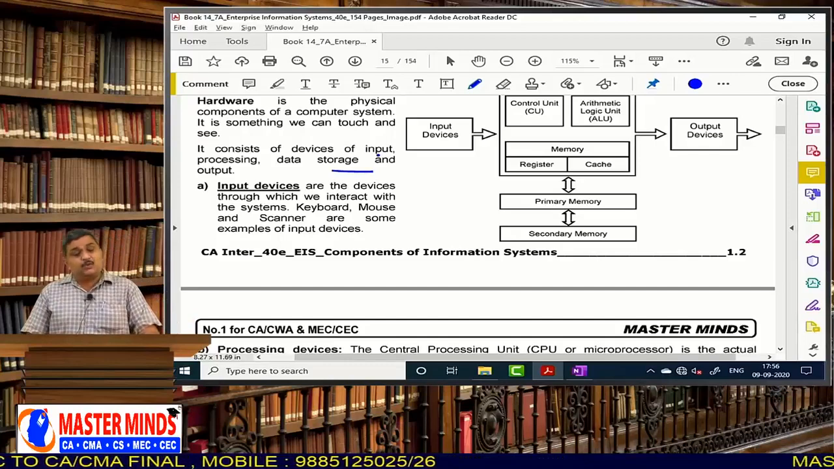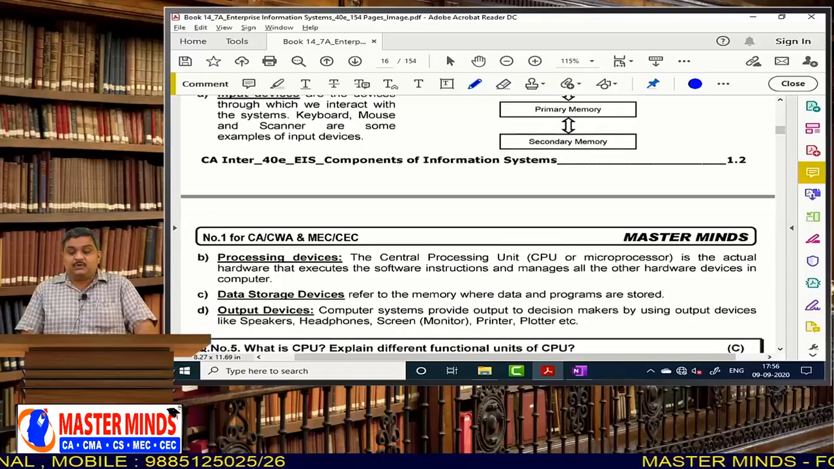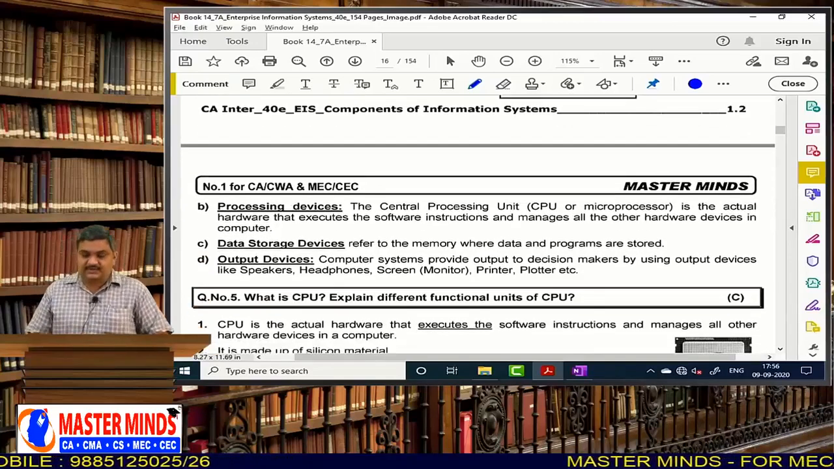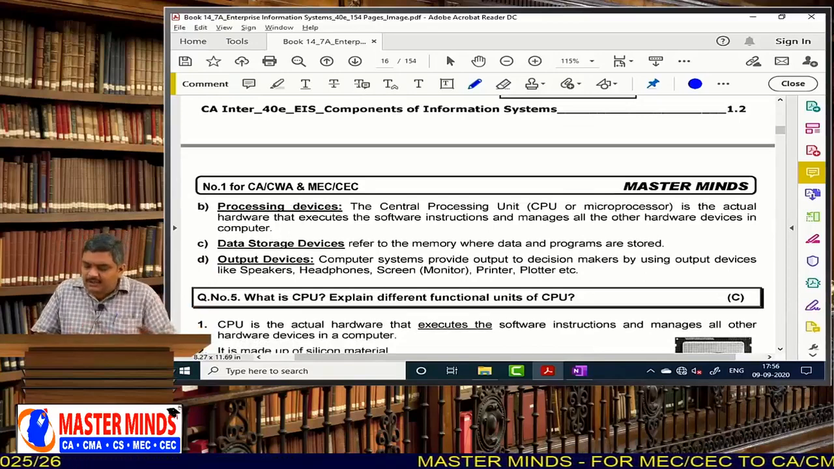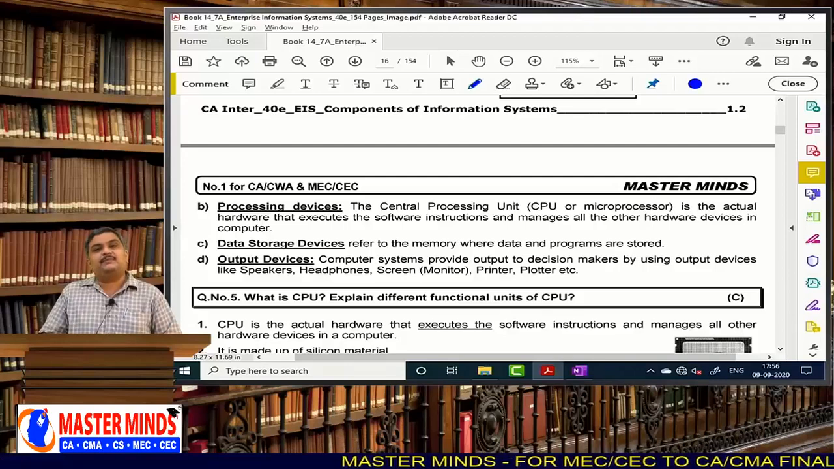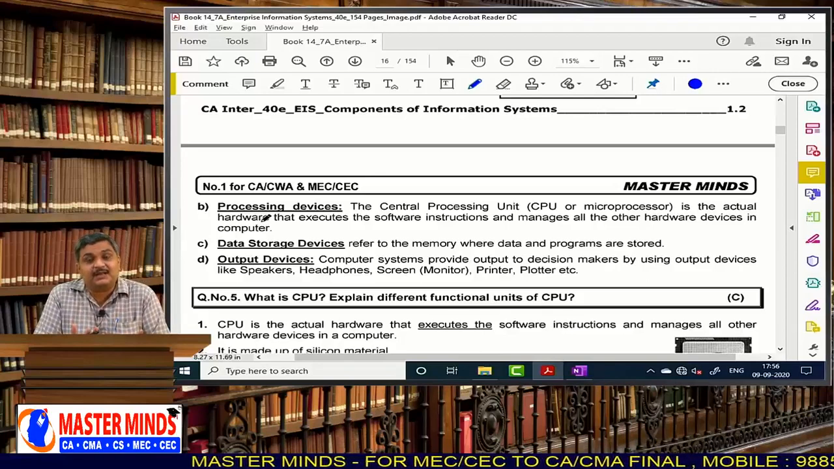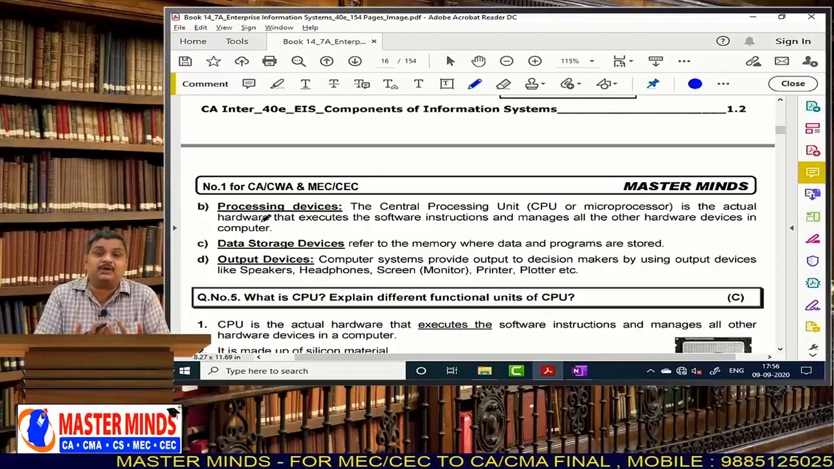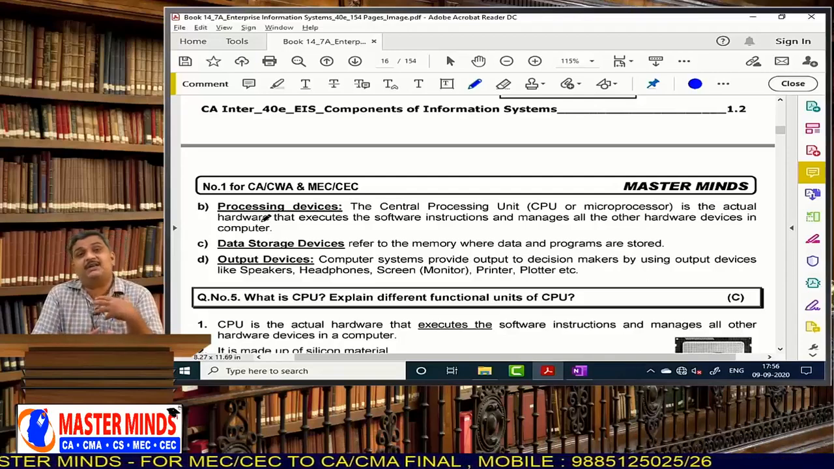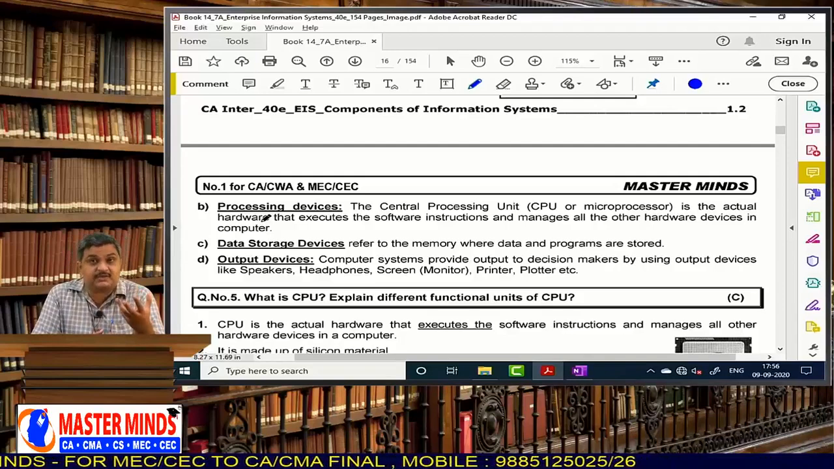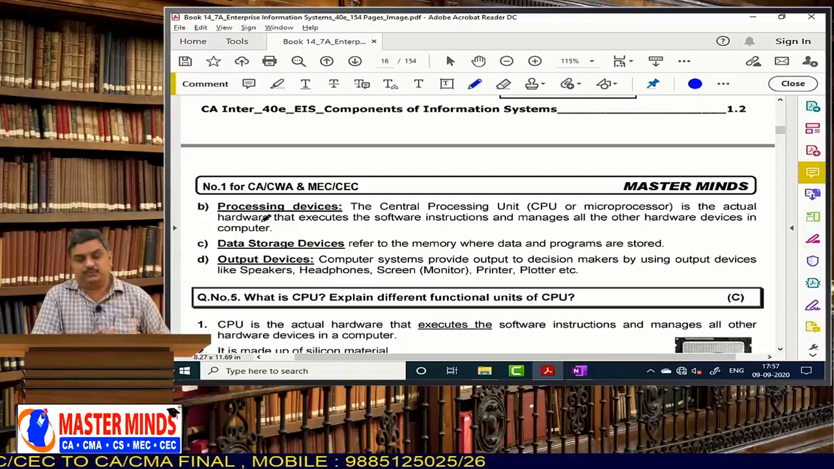Next. So once data enters into the computer, it has to be processed, isn't it? So the CPU or the microprocessor is the actual hardware that executes the software instructions and manages all the other hardware devices in the computer. See, generally computer is called a processing device. That means the CPU is the most important component in a computer. That CPU will take the instructions given by the user or the software, execute those instructions, and finally give the output.